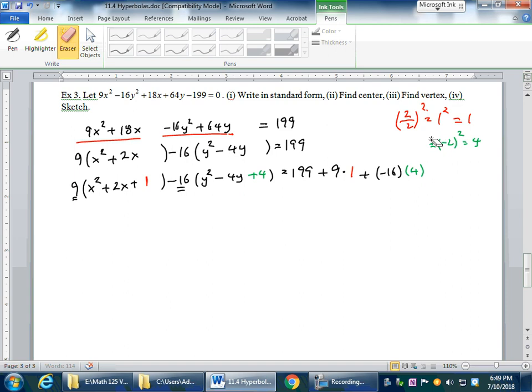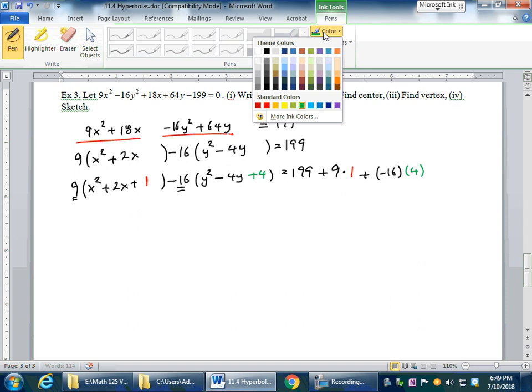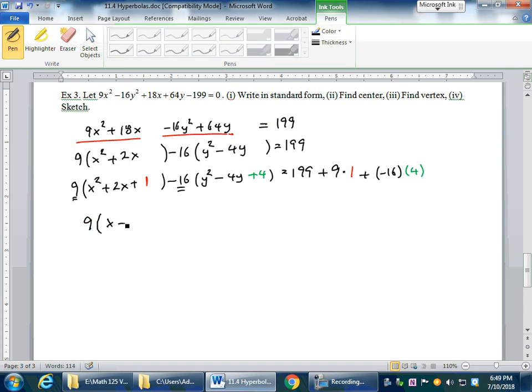So you have to be careful with those factors in the front. You cannot forget that. Otherwise, your hyperbola, your standard form will be messed up, and then your graph and everything will be messed up. So finally, we got a perfect square trinomial already. So therefore, rewriting it, it will be 9 times (x plus 1) quantity squared minus 16 times (y minus 2) quantity squared is equal to, on the right hand side, when we simplify using the calculator, 9 plus 9 minus 64, that gives me 144.